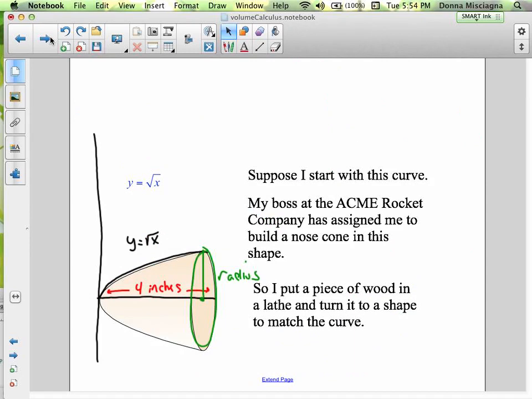Notice, by the way, how did I know it's 4 inches? It's really hard to see. However, it's marked on here 0 to 4. So the length here, the distance on the x, is 4 inches. And I don't know what the radius is because the radius changes, right? The radius at the start of the nose cone is a lot different than the radius at the end of the nose cone. But I can represent all of those radii as a function of the square root of x, because that's how we get all these heights.